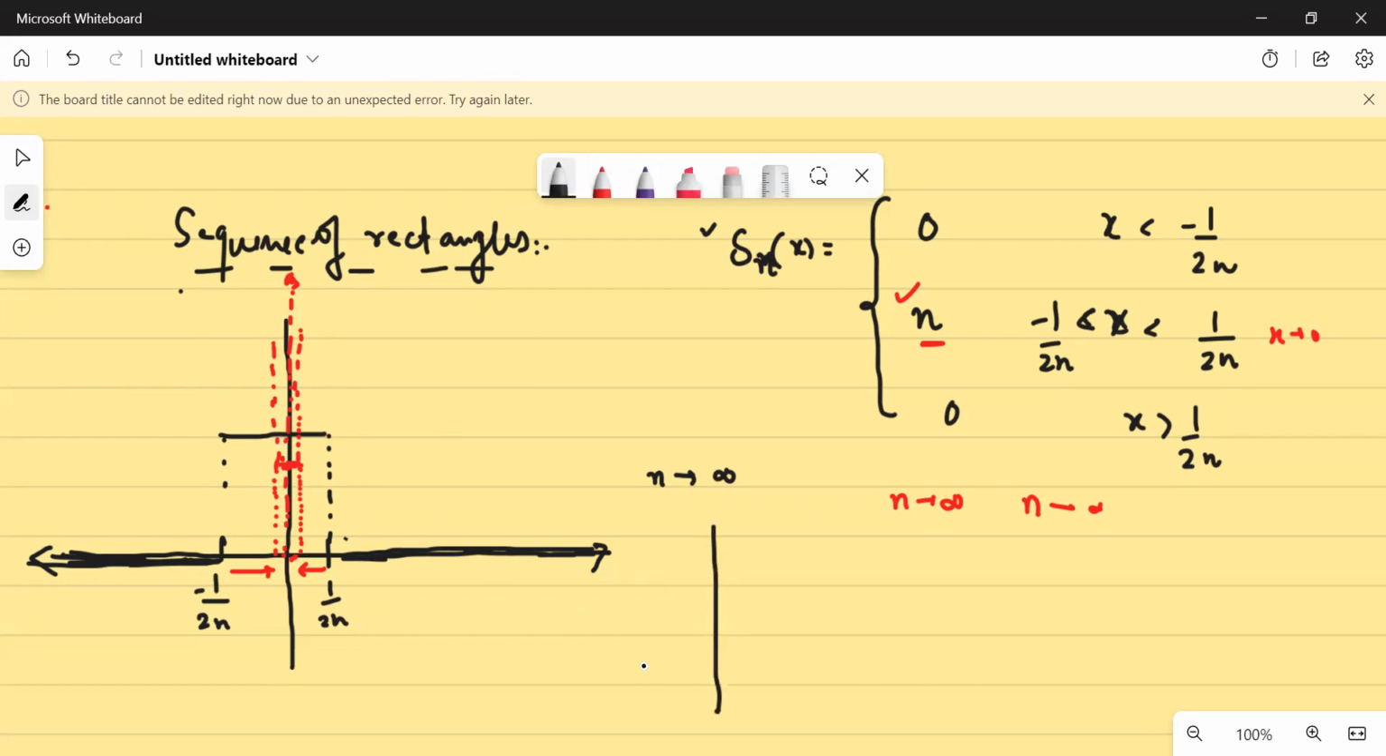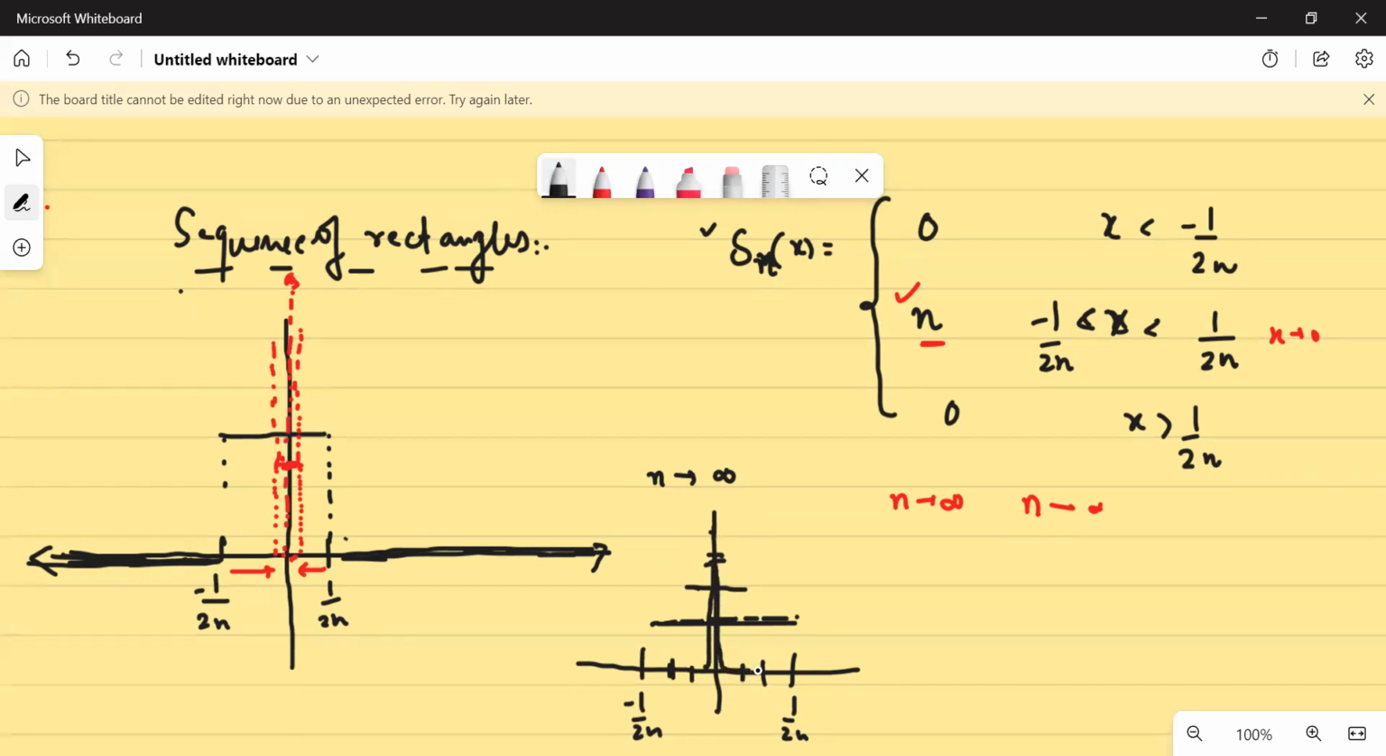So if I keep on increasing my n, let's say n is 1, then 1 upon 2n is 1 upon 2, so from minus 1 by 2 to 1 by 2 the value of the function should be 1. If n equals 2, then from minus 1 by 4 to plus 1 by 4, my function value will become 2. And so on and so forth. If I keep on increasing n, this will keep on increasing, and in the limiting case, as n tends to infinity, this will become like this.